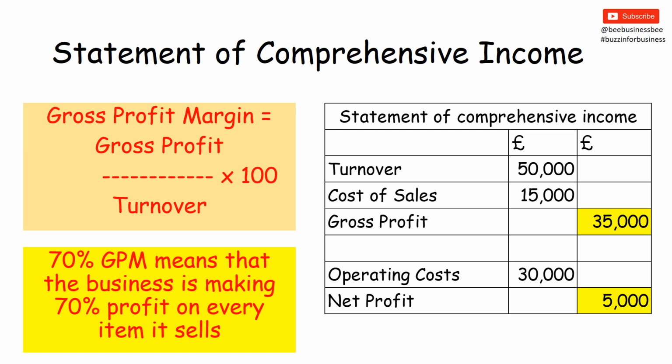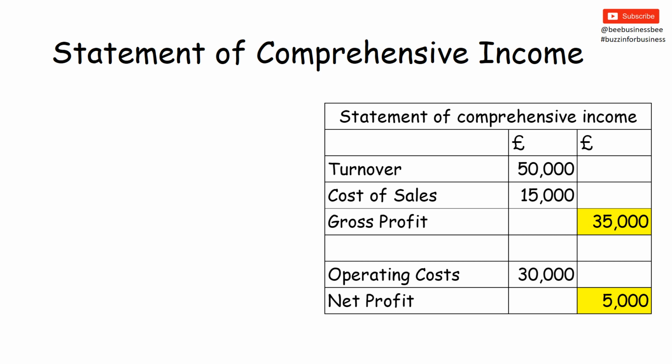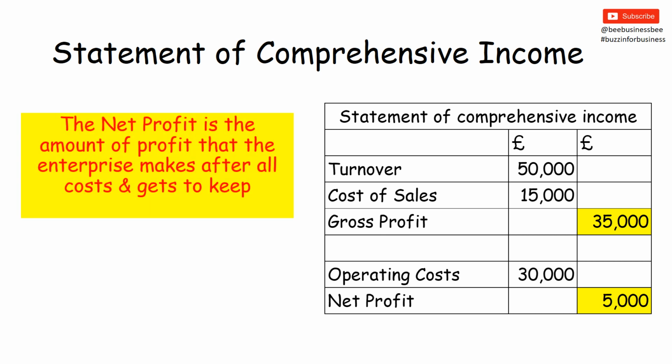What that means is that when I sell a product, I'm making 70% profit on every item that I sell. So I'm making 70% on every sale I make. But remember, at this point, I've not taken away all my other operating costs or expenditure. So just like the gross profit margin, we can do the net profit margin.